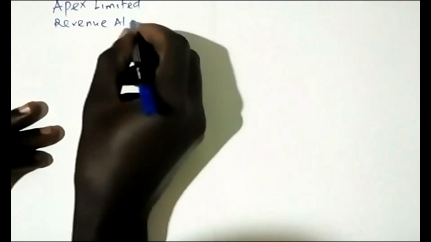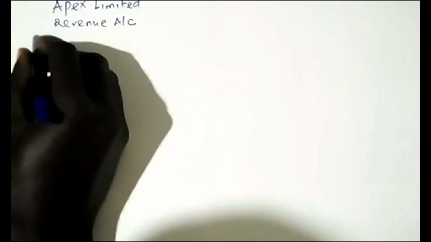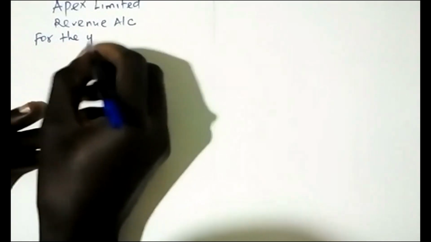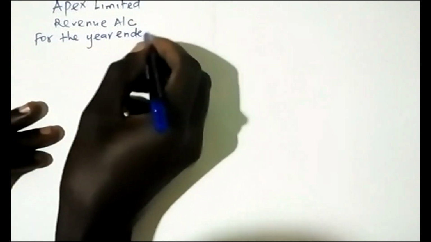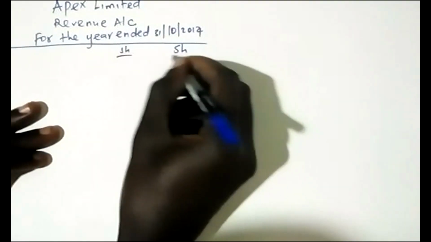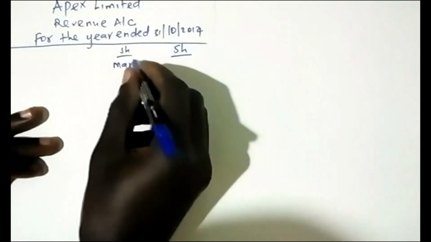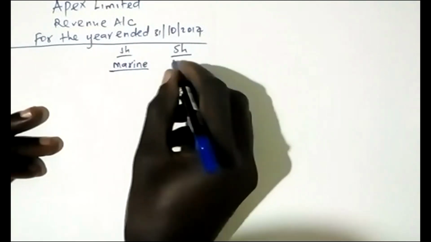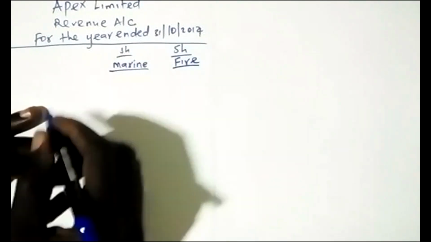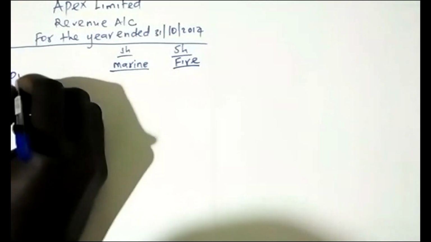So we start with the revenue account for the year ended 31st October 2014. Our financial year was ending October 2014. Remember that it was for two areas, that is, two risks against which the insurers insured in the firm. So we have fire and we have marine there. According to the format, we will start with the premiums.